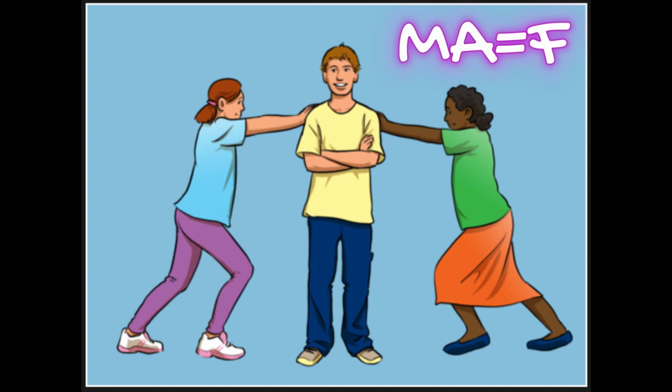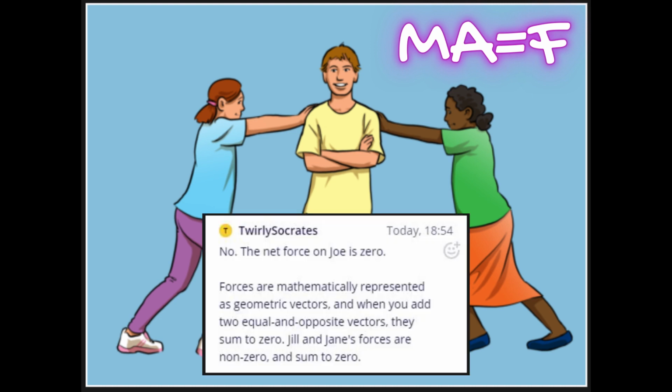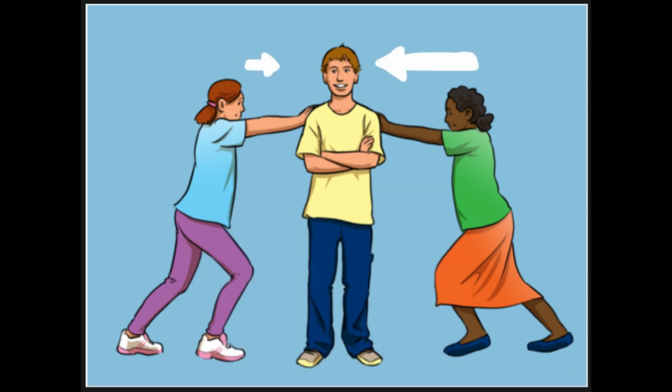Twirly Socrates, do you agree that the vector sum of forces acting upon Joe is not 0? No. The net force on Joe is 0. Forces are mathematically represented as geometric vectors, and when you add two equal and opposite vectors, they sum to 0. Jill and Jane's forces are non-zero and sum to 0. Jill and Jane in this case are not pushing on Joe with equal amounts of force.